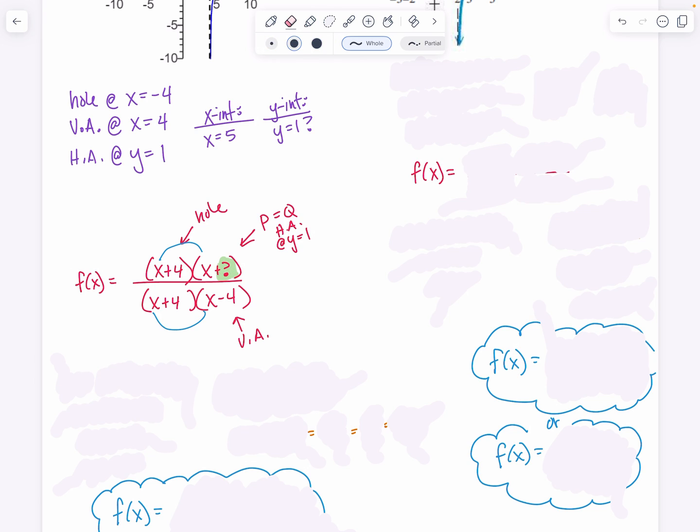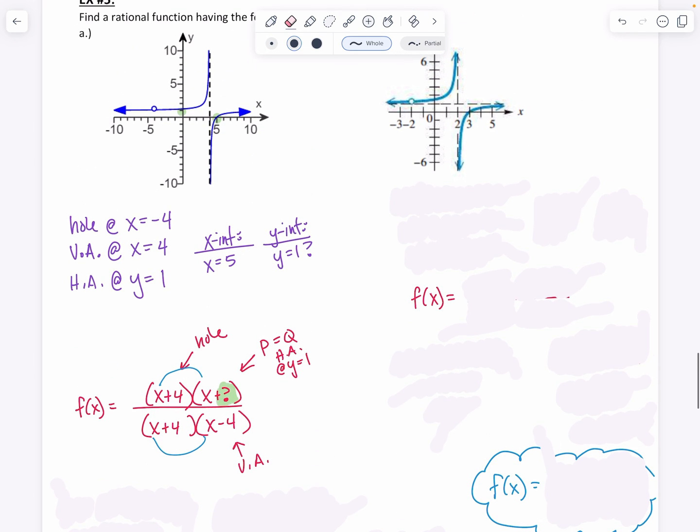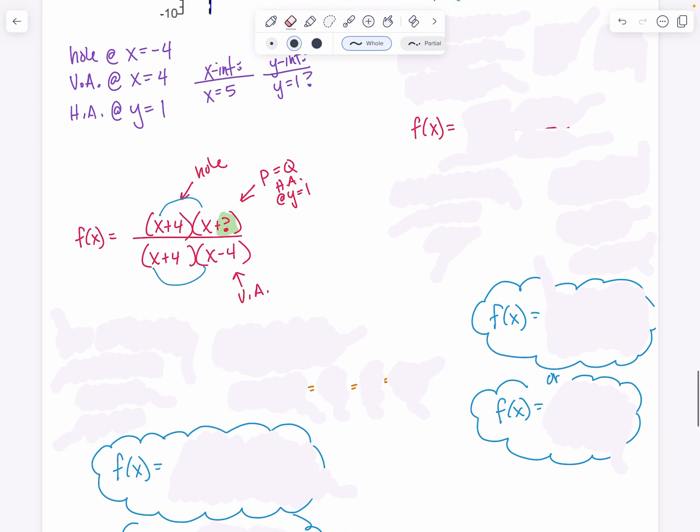So I know that there was an x-intercept at about x equals 5, maybe an estimate, but close to 5. So when x equals 5, the y value is 0. Going back to our function, on a fraction, if the y value equals 0, that means the numerator has to equal 0. And that happens when x equals 5, right?